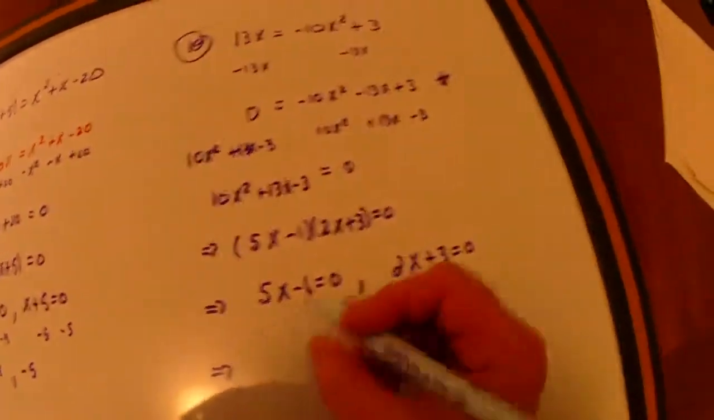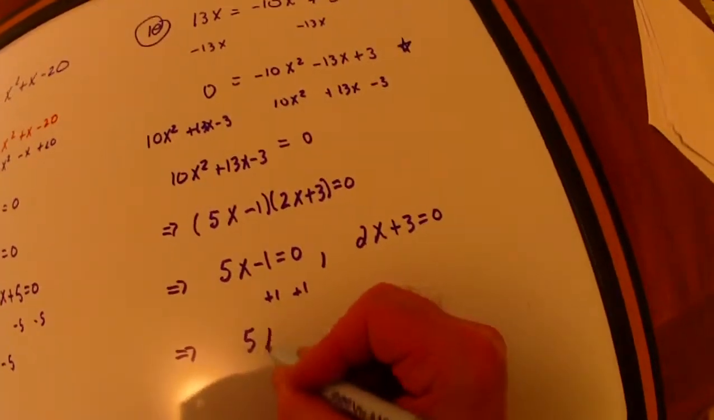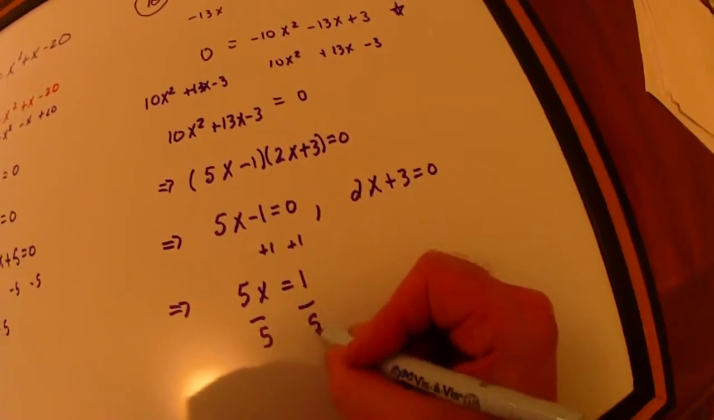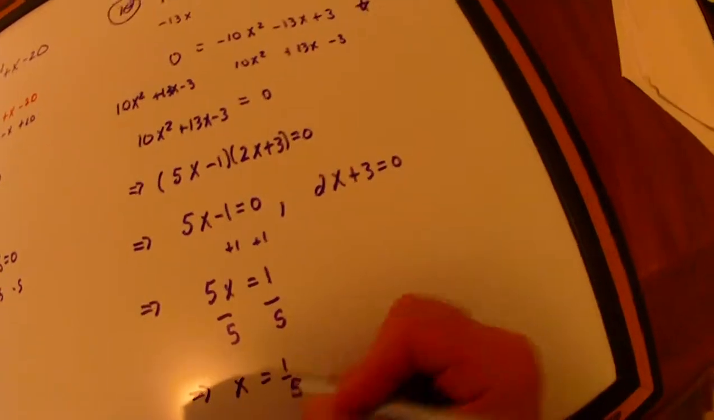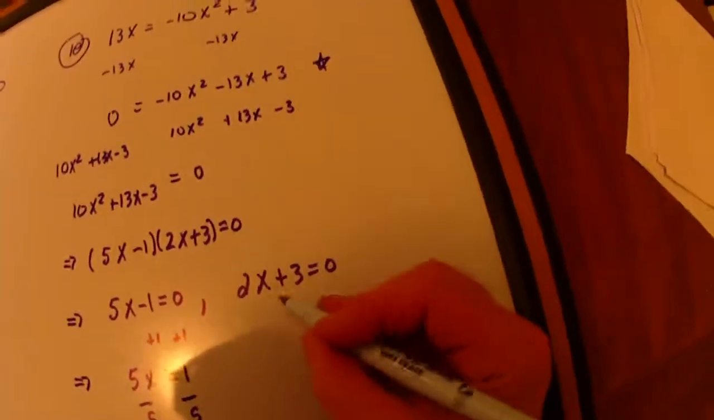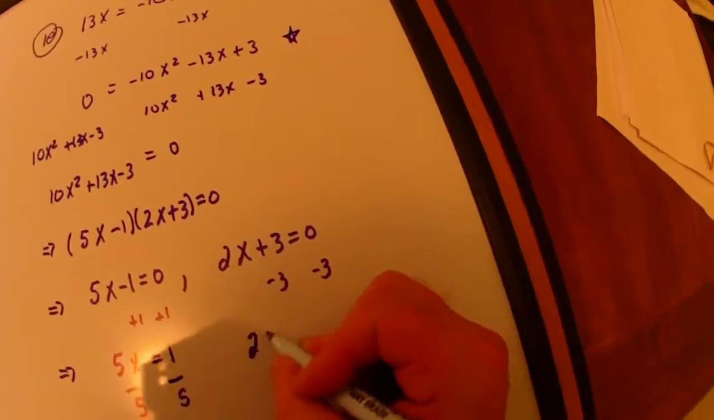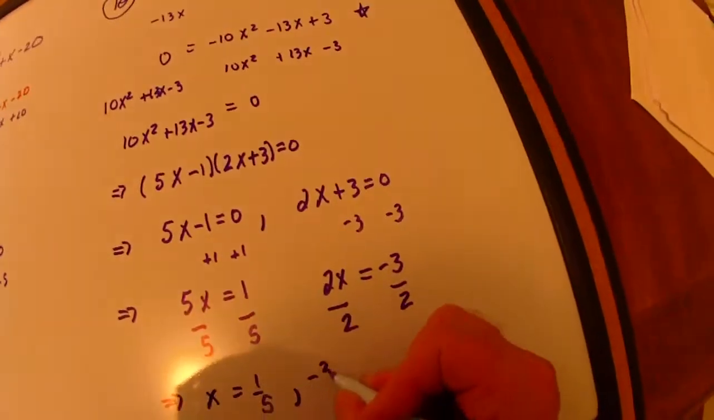Now we have to finish solving, so we're going to add 1 to both sides here, and that tells us 5x equals 1. Then we're going to divide both sides by 5, and we get x is 1/5. Let's move over here. We're going to subtract 3 from both sides, and so 2x equals negative 3. Then we're going to divide both sides by 2, and so we get negative 3/2. And those would be our answers.